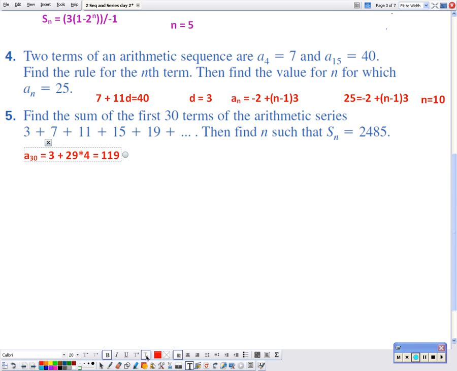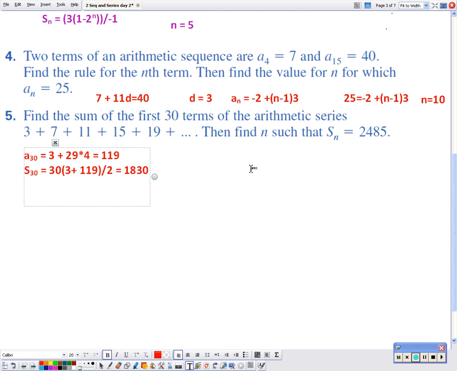And now the sum of 30 terms would be 30, and then we've got 3 plus 119 divided by 2. Again, my handy dandy calculator gives me 1,830.